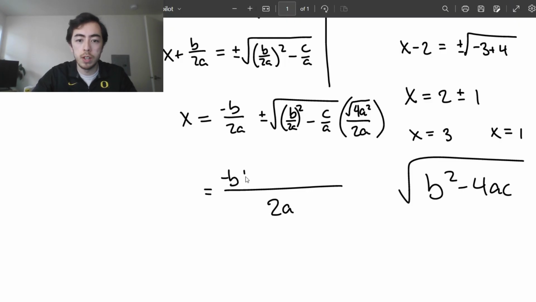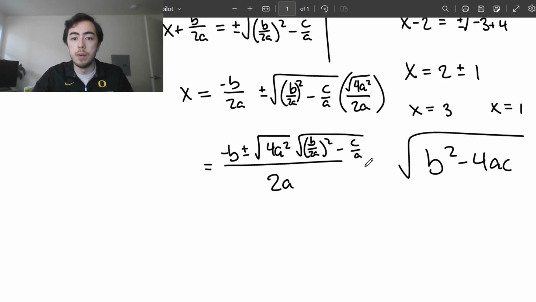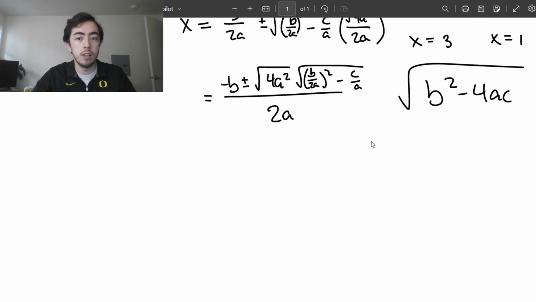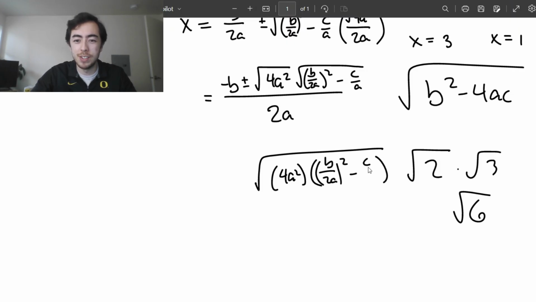The -b can go here. And then I should just multiply this square root of 4a squared in with the square root of whatever I had originally, b over 2a squared, and then minus c over a. You can multiply the radicands together. Like if I had root 2 times root 3, this is just the same thing as root 6. So I can go the square root of, and then shove in my 4a squared and see if I can distribute anything to my other two terms. I should be able to, right? Because this should simplify to the quadratic formula that we recognize.